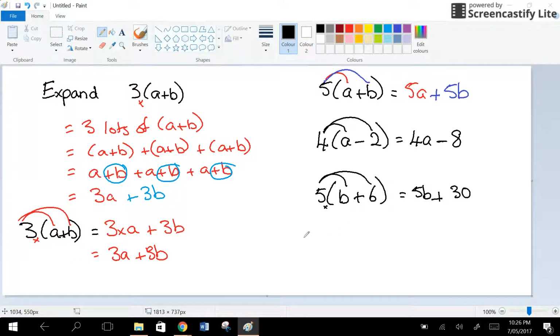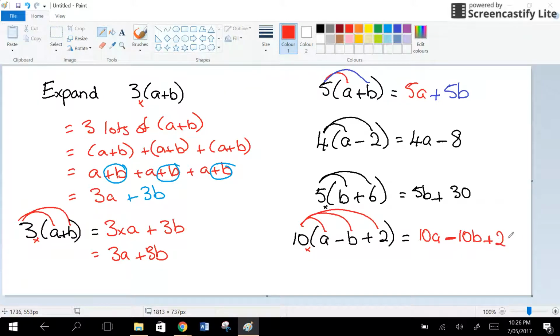Let's have 3 terms. So if we have 10 and we have A minus B plus 2, remember there's a times in here. So we're going to go 10 times A, which is 10A. That there is a minus, so we put a minus in there. 10 times B is 10B. And that's plus in there, so there's a plus here. And there's 10 times 2. 10 times 2 is 20. So that gives us 10A minus 10B plus 20.